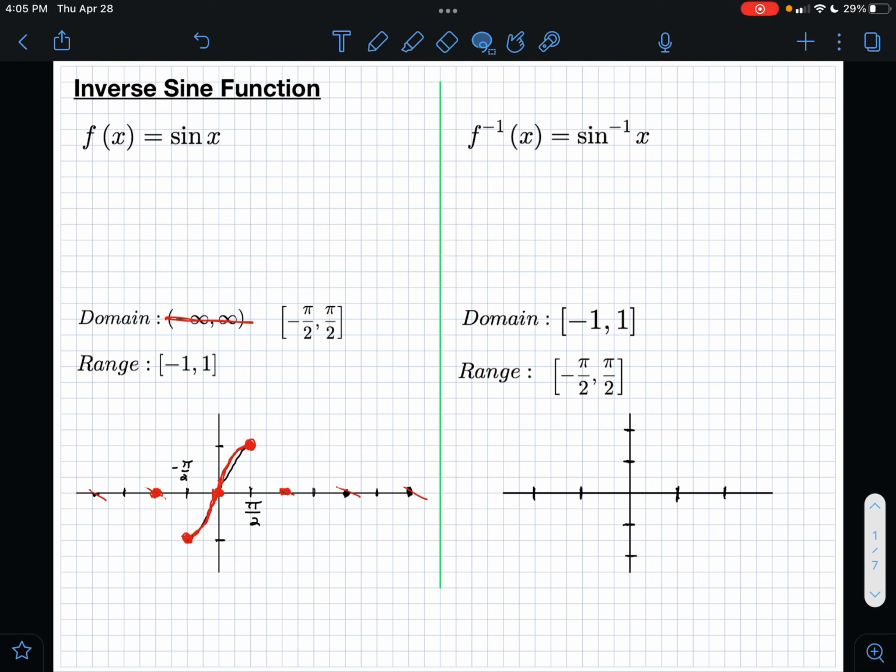Now, as far as the graph goes, the graph has to also swap x and y values. So if the original graph had y values that went from -1 to 1, now we need the x values to go from -1 to 1. And if the x-axis for the original function was set up in intervals of π/2, then we need the y-axis here to go in intervals of π/2.